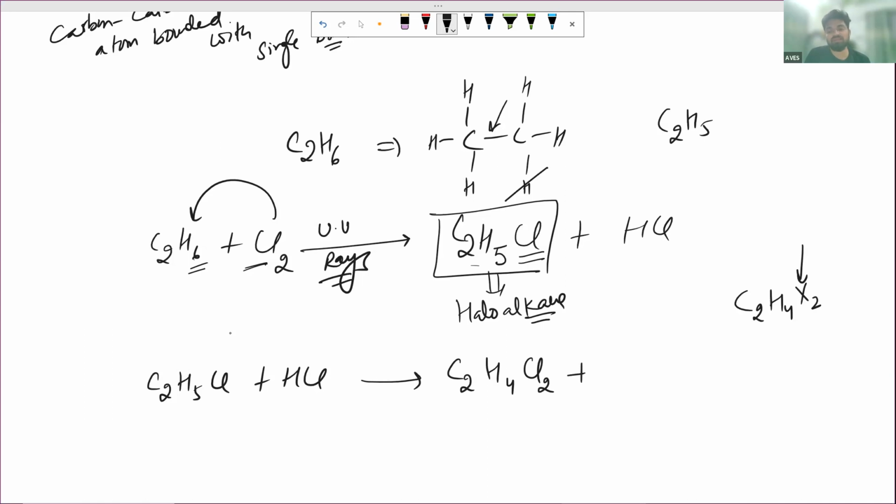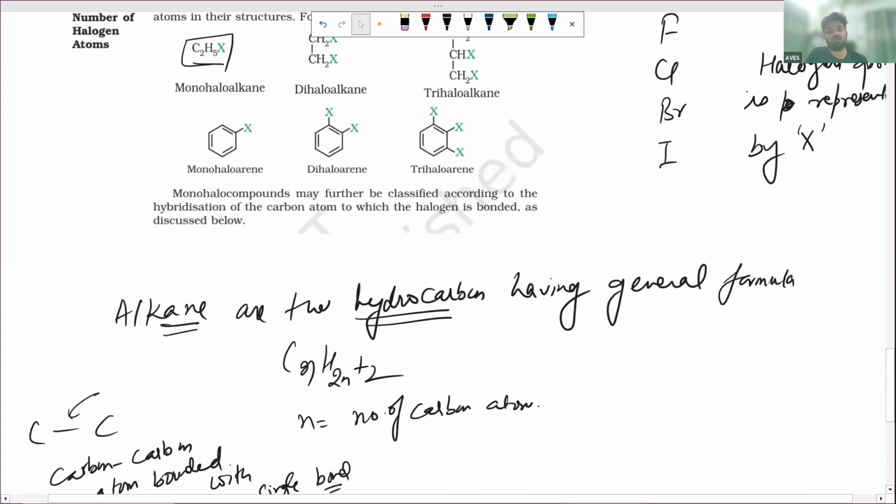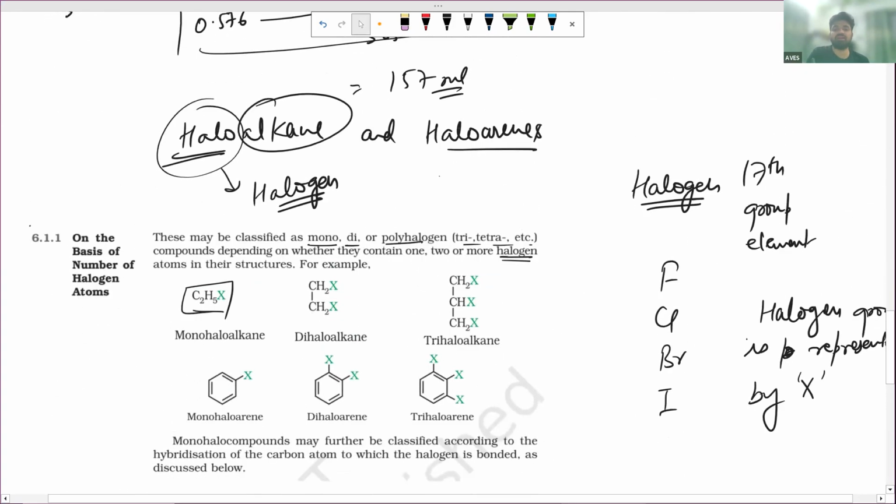Plus HCl. If you keep on passing further, it will become C2H3Cl3 plus HCl. So you know that here there are three chlorine atoms, here two chlorine atoms, here one. If one chlorine atom or one halogen atom is present, it is known as mono. If two are present, it is known as di. If three, tri. If four, tetra. Okay, you understood? Di, tri, tetra.